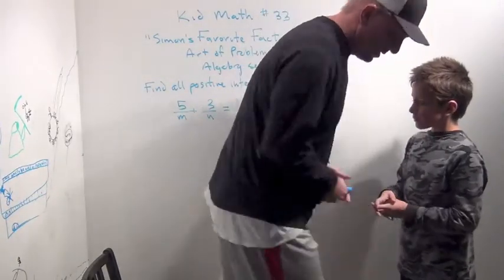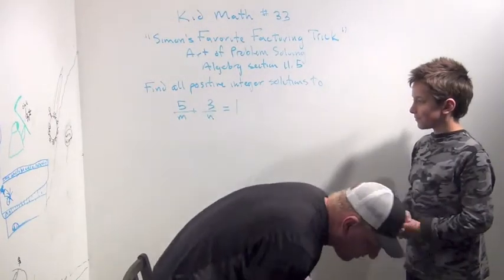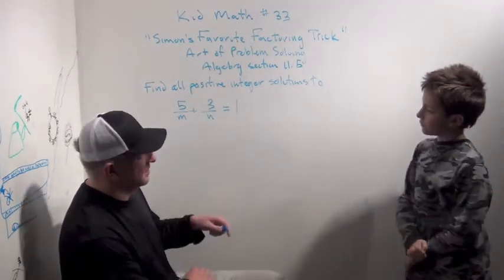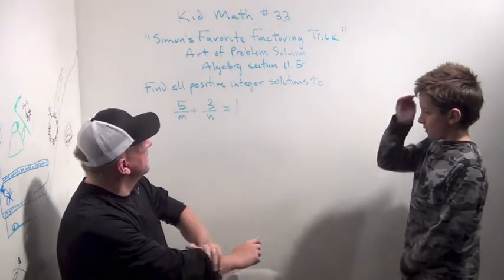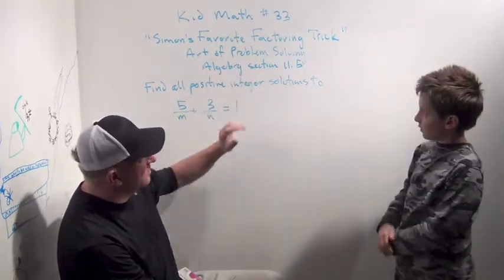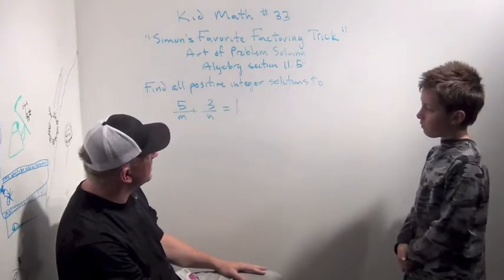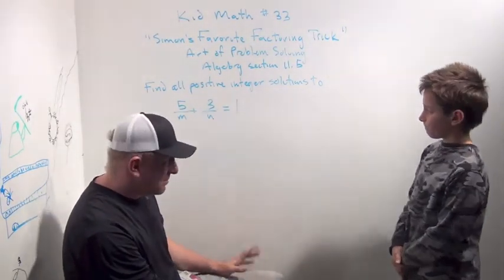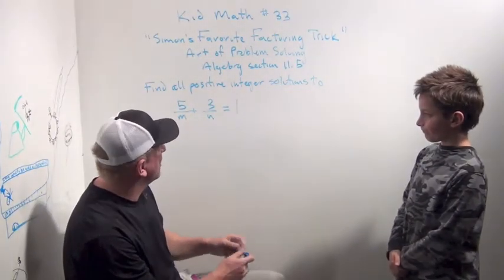KidMath number 33. This is from section 11.5 of Art of Problem Solving's Algebra book, and I'm going to do most of the writing here just because this is hard to fit in 5 minutes. This was a really cool thing. This is why I love Art of Problem Solving's books. They have really neat stuff, and I had never seen this before. So I think this is awesome.